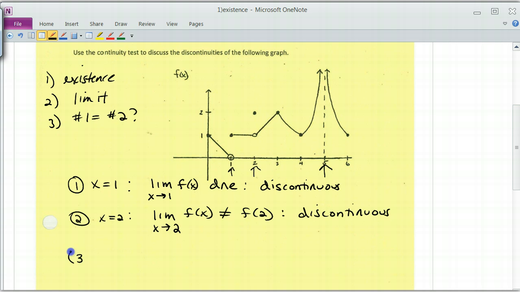Number 3, at x equals 5. Does f of 5 exist? No. If f of 5 doesn't exist, it's not continuous. So f of 5 does not exist, therefore discontinuous.